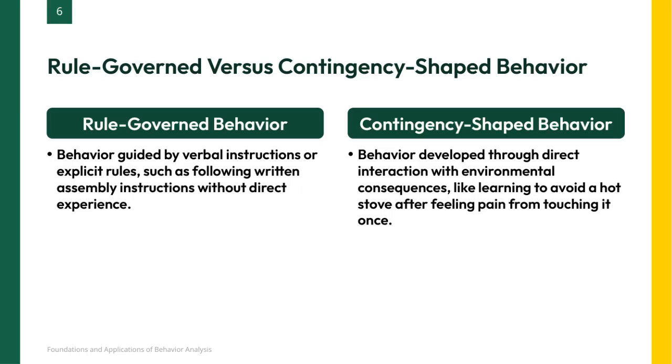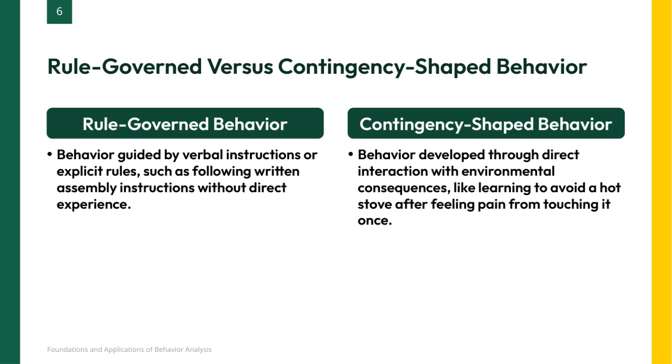Here we compare two important types of behavior control: rule-governed and contingency-shaped behavior. Rule-governed behavior happens when our actions are guided by verbal instructions or explicit rules. For example, following written assembly instructions without having prior experience assembling the item. We rely on what we've been told rather than trial and error.